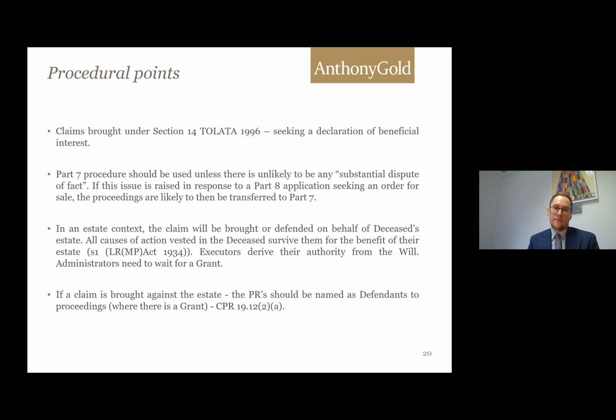Moving on to some very brief procedural points. As Chris said, when you're bringing a claim for a declaration of beneficial interest, you're asking for an order under Section 14 of TOLATA. Part 7 procedure is the procedure that should be used unless there's unlikely to be a substantial dispute of fact. And of course, when you're talking about beneficial interests in a property being disputed, it's hard to see a scenario where Part 8 procedure would be appropriate.